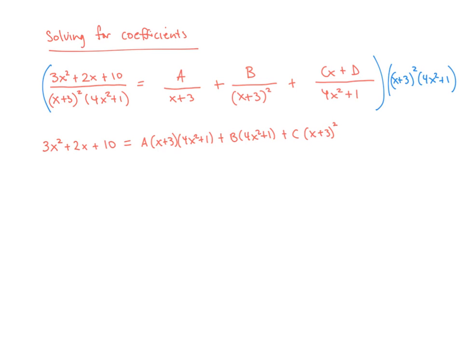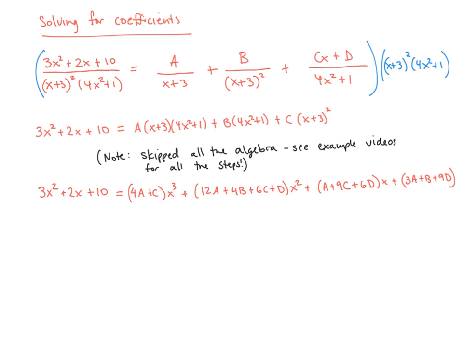Next, work through all the algebra to fully expand everything on the right-hand side, and then group by like terms. Once we have the completed expansion, we can start pairing up coefficients on each side of the equation. So we look for the x cubed terms, look for all the x squareds, look for all the x's, and look for all the constant terms.